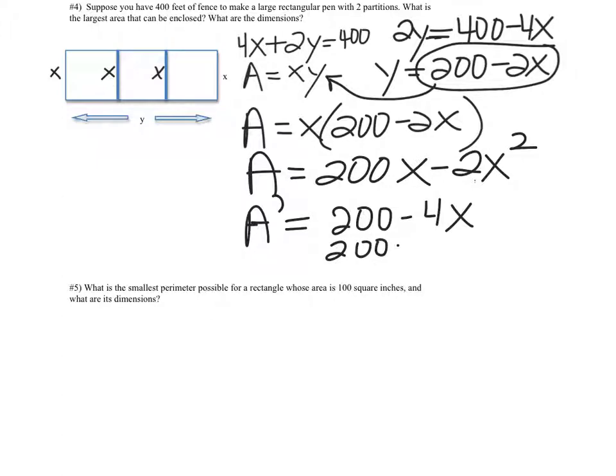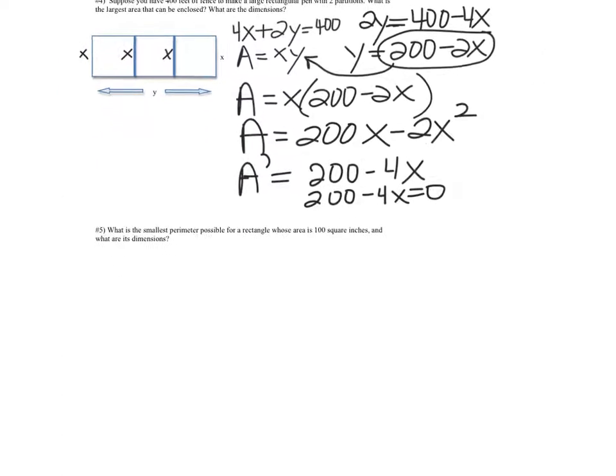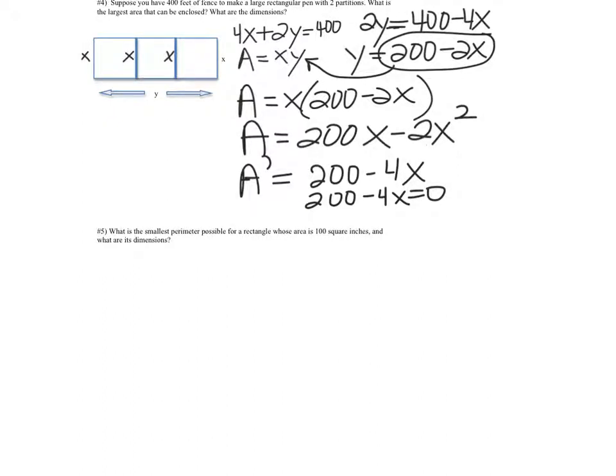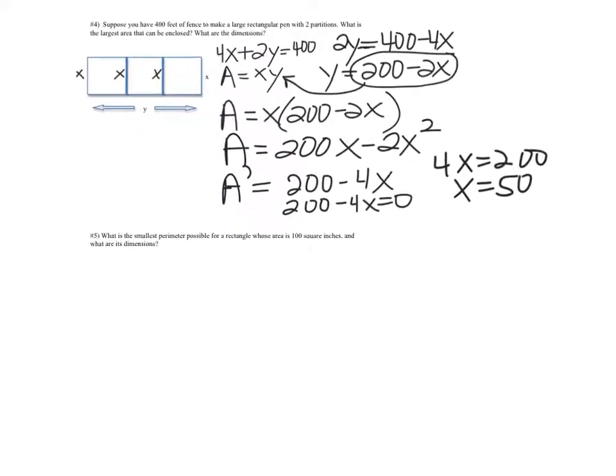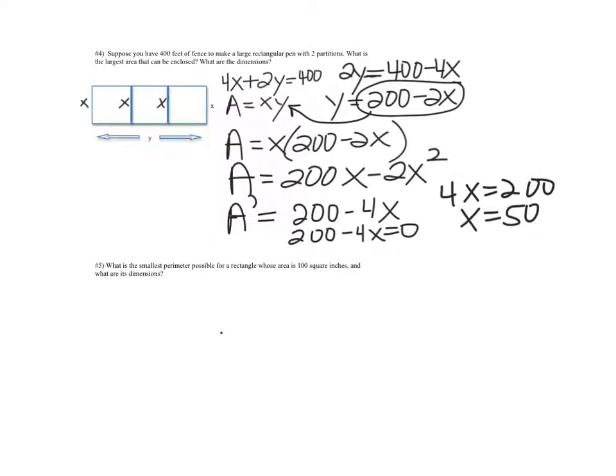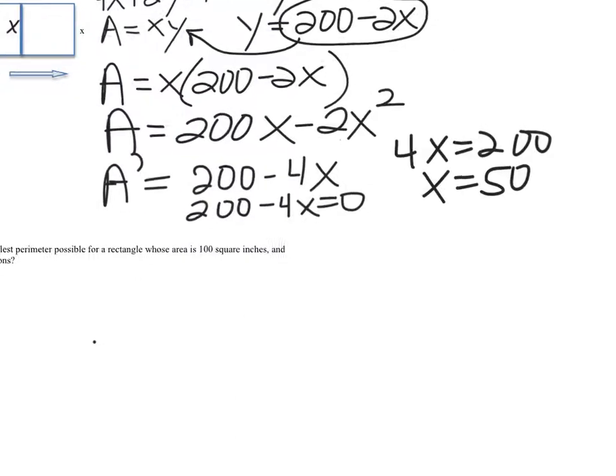So 200 minus 4x equals 0. And a lot of times, like on your tests and quizzes, I like these to come out nice. I like them to be nice whole numbers so everyone feels real warm and fuzzy. 4x equals 200, so x is 50. Okay, now, what is the largest area and what are the dimensions?